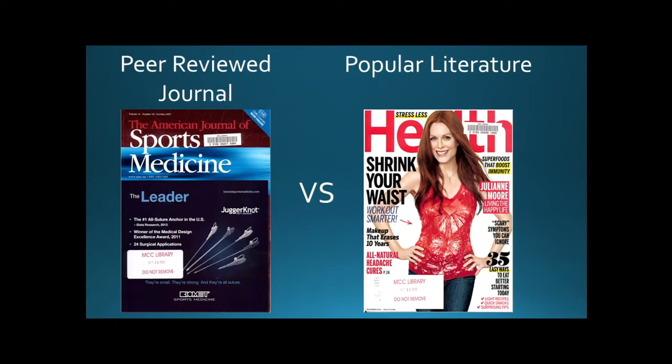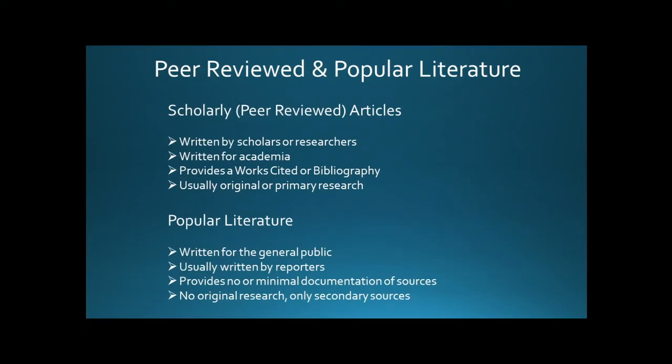Peer-reviewed articles have been read, evaluated, critiqued, and approved for publication by a panel of experts. The opposite of scholarly journals is popular literature. These include newspapers, magazines, and some online articles. Also, peer-reviewed articles are written by scholars and researchers for academic purposes. At the end of the article, you'll find a works cited or bibliography, and the article contains original research.